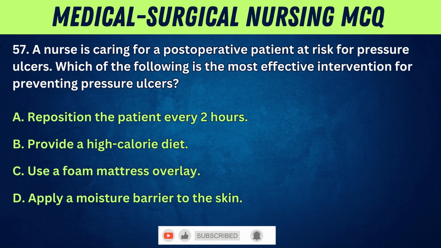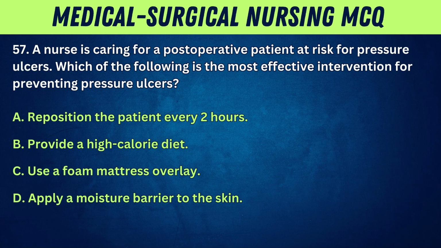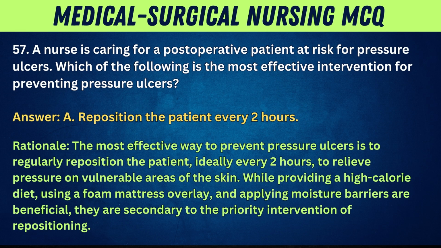57. A nurse is caring for a postoperative patient at risk for pressure ulcers. Which of the following is the most effective intervention for preventing pressure ulcers? A. Reposition the patient every 2 hours. B. Provide a high-calorie diet. C. Use a foam mattress overlay. D. Apply a moisture barrier to the skin. Answer. A. Reposition the patient every 2 hours.